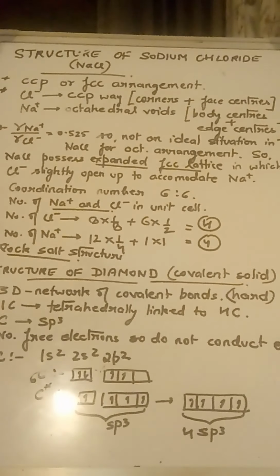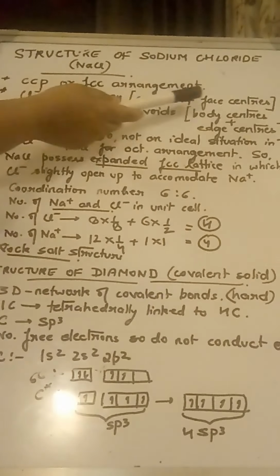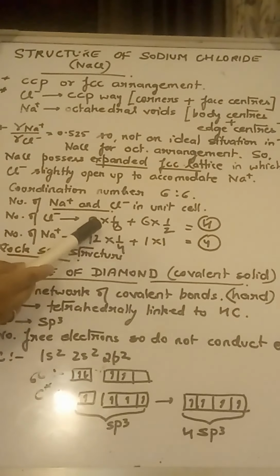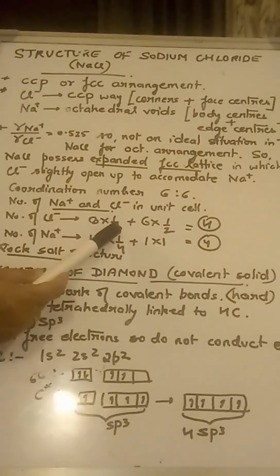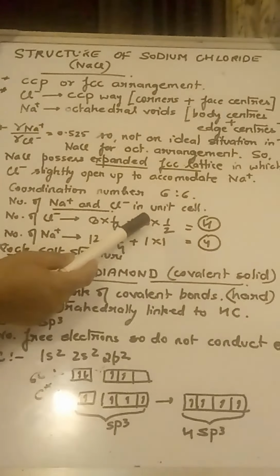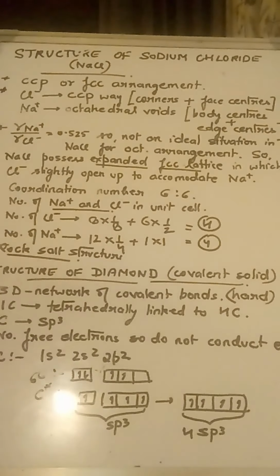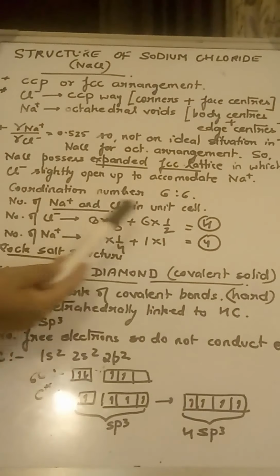Now we come to the calculation of sodium and chloride ions per unit cell. We want to know how many sodium and chloride ions lie in one unit cell of NaCl. So here is the calculation of the number of chloride ions. You know chloride ions occupy the corners and the face centers. Because they occupy the corners and there are 8 corners, the contribution of each is 1/8. Plus there are 6 face centers, the contribution of each is 1/2. So that makes it 4. The total number of chloride ions in the structure is 4.